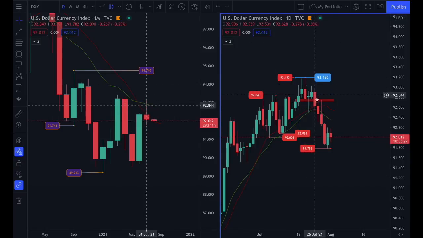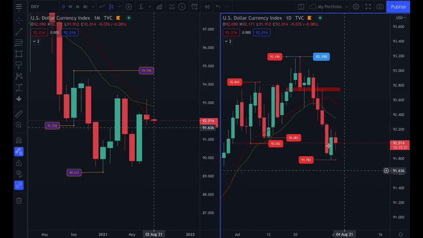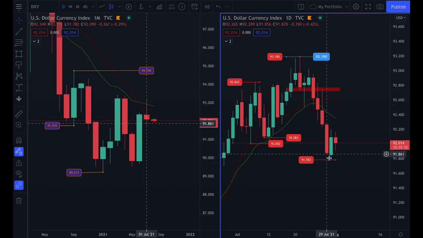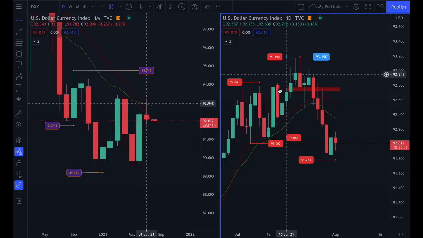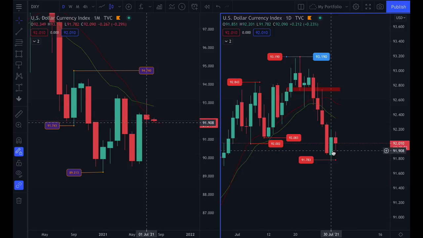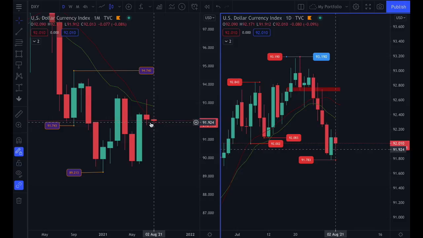Now, as you can see, what has price done right here? Let me zoom in a little bit more. What has price done right here at $91.78? Price has reversed, which means the buyers were pushing price up, and then here come the sellers and they push price down. And this full piece of information from the beginning of July to the end of July is what created this rejection candle on the monthly time frame.